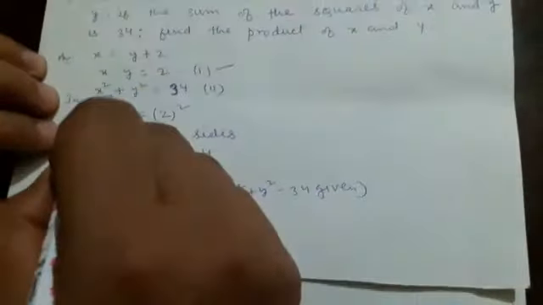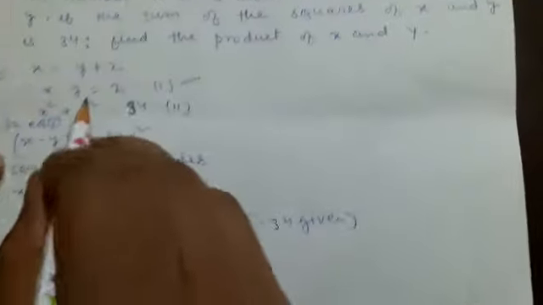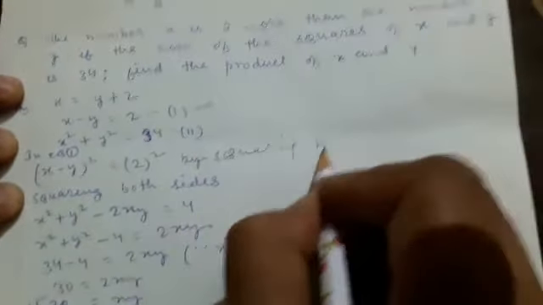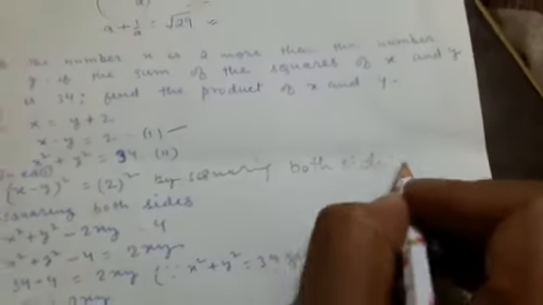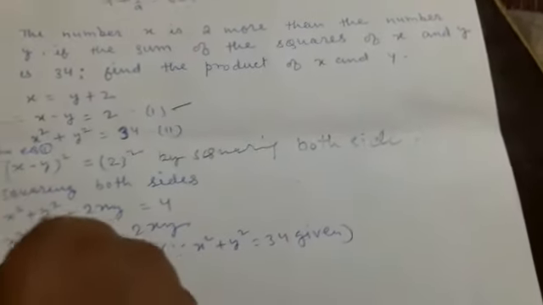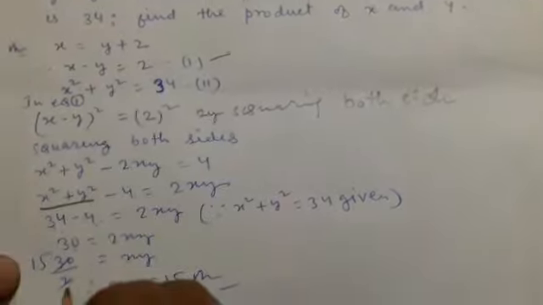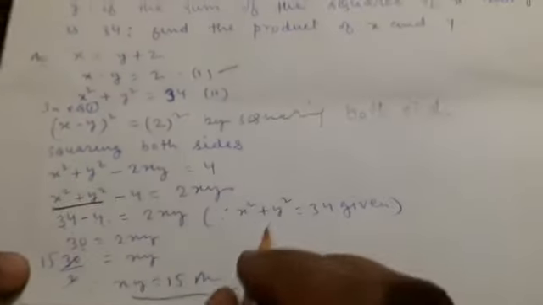Now by equation 1, (x minus y) whole square is equal to, by squaring both sides, we will get x square plus y square minus 2xy is equal to 4. So x square plus y square minus 4 is equal to 2xy. So this value is given, x square plus y square is equal to 34, so 34 minus 4 is equal to 2xy. So 34 minus 4 is 30, equal to 2xy. So xy is equal to 30 divided by 2, that is equal to 15. So xy is equal to 15. This will be our answer.